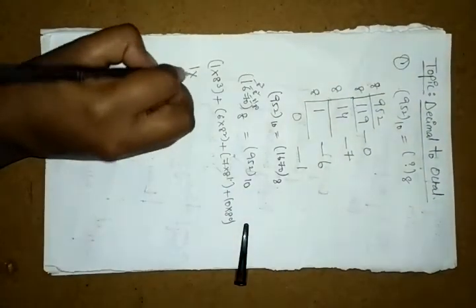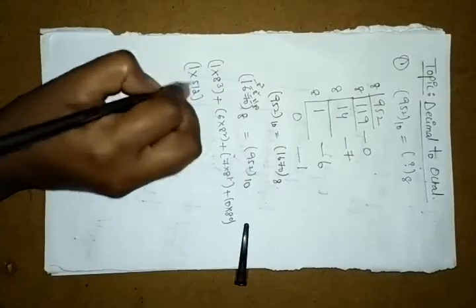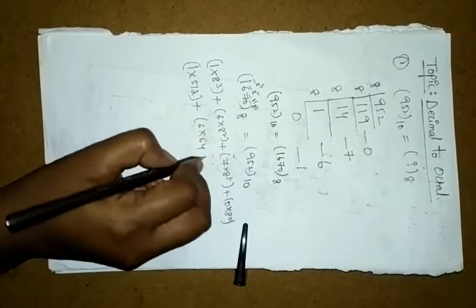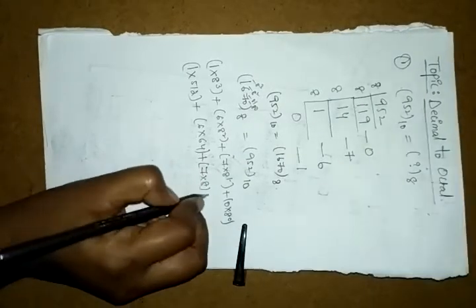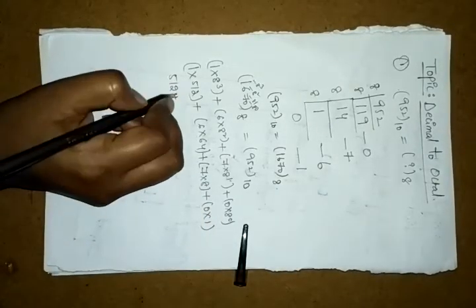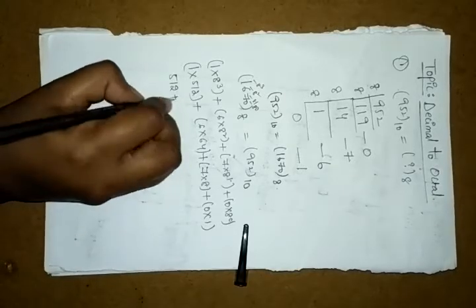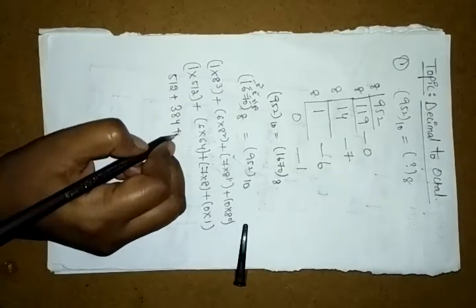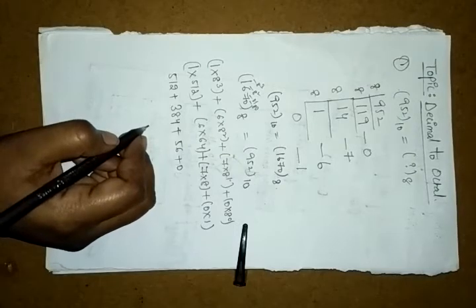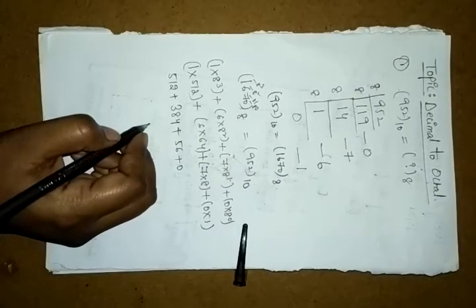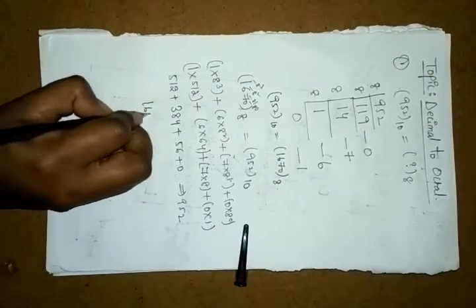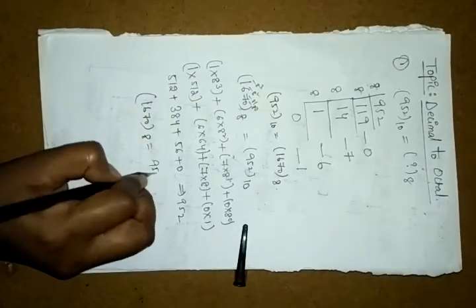1 into 8 power 3 means 512, plus 6 into 8 into 8, which is 64, giving 384, plus 7 into 8, which is 56, plus 0 into 8 power 0, which is 1. 512 plus 384 is 896, plus 56, so we get the total 952. So 1670 base 8 equals 952 base 10.